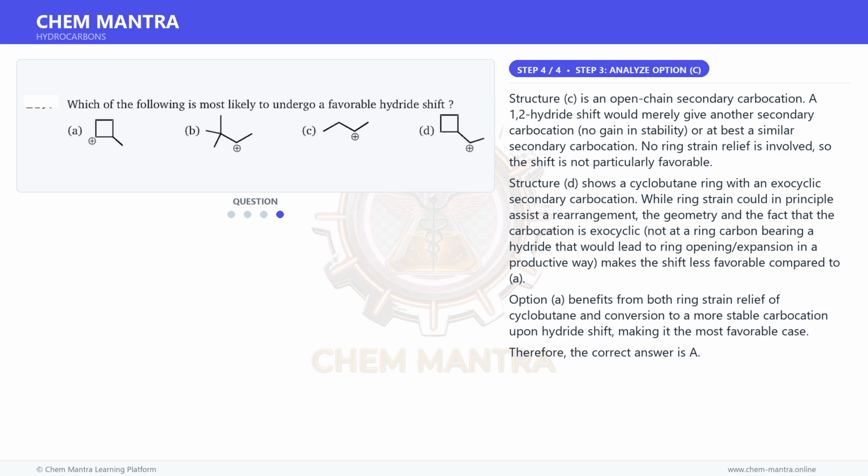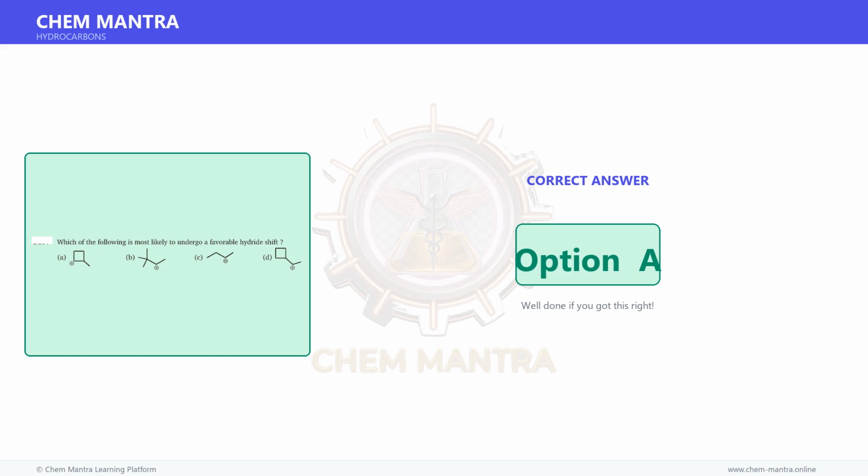Option A benefits from both ring strain relief of cyclobutane and conversion to a more stable carbocation upon hydride shift, making it the most favorable case. Therefore, the correct answer is option A.